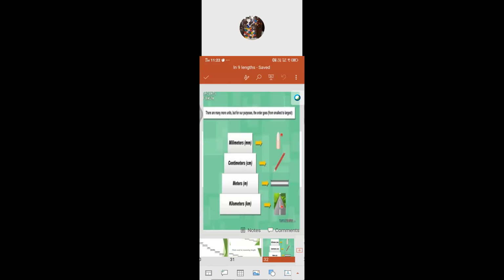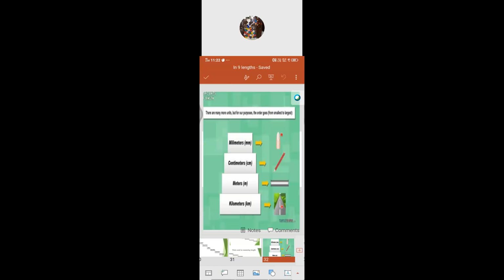In this chapter, units are much more important. You have to mention the page number, ma'am. Open your notebook and see it in your textbook.